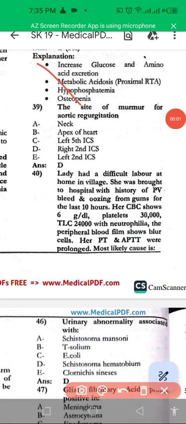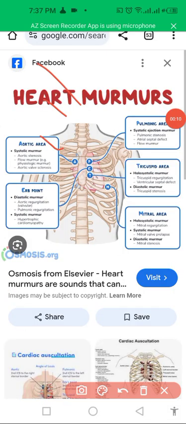Another one is the site of the murmur at aortic regurgitation area. It is the right second intercostal space. So we will be looking at other areas too. Okay, so here in this image we can look at different areas to auscultate the murmur.